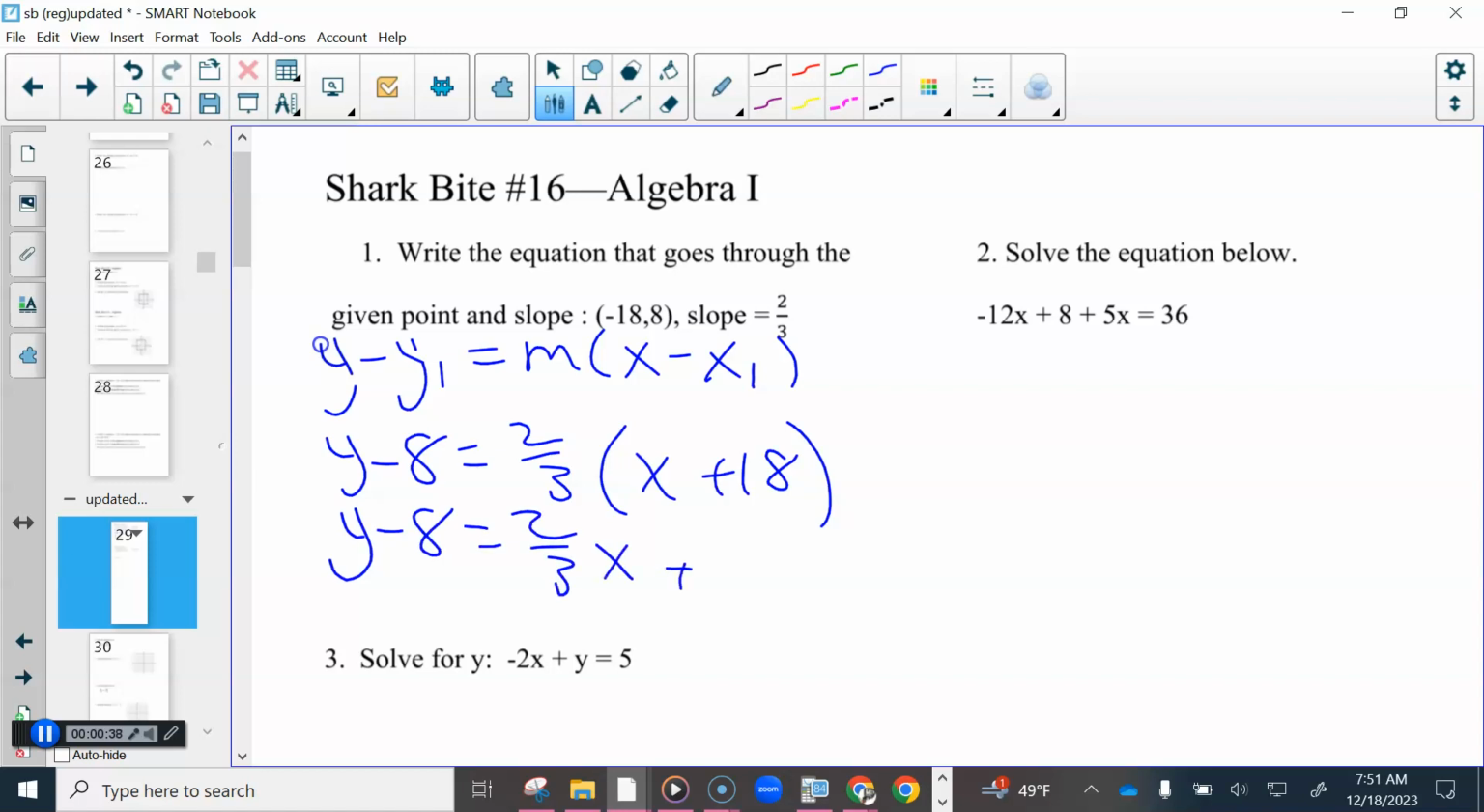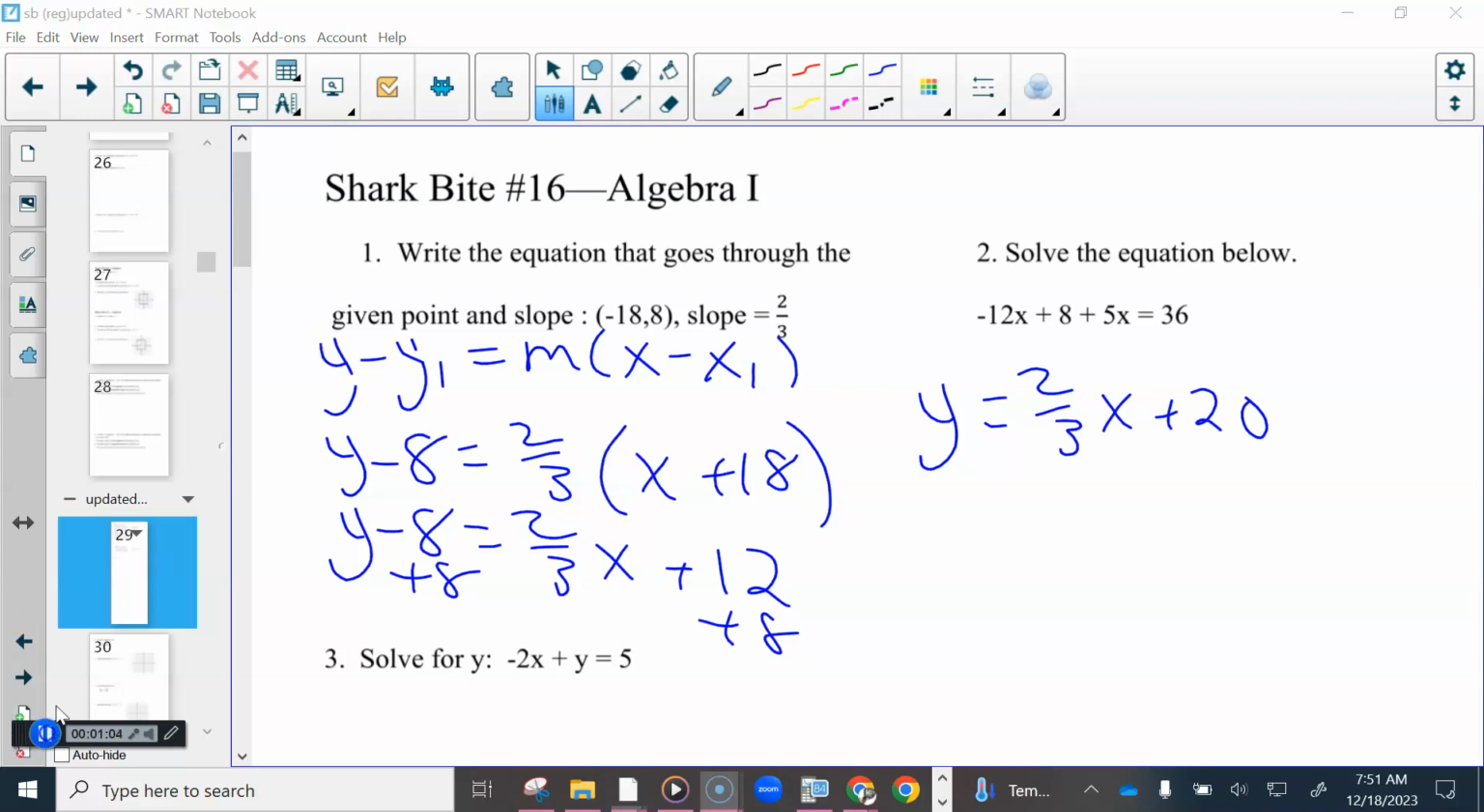What was 2/3 times 18? 12. 36 over 3, so 12. And then add 8. So y equals 2/3 x plus 20. That's actually recording.